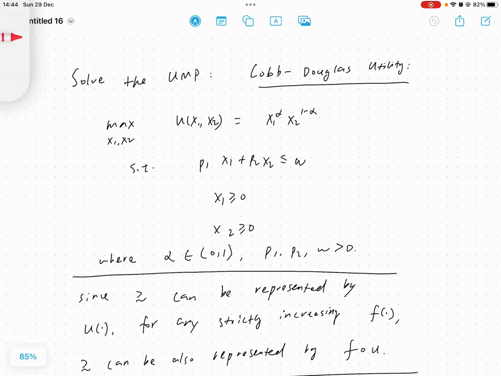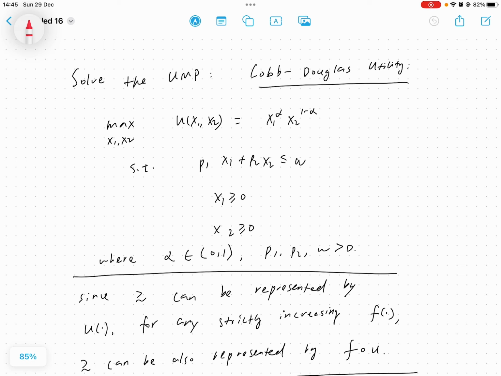So here we have this Cobb-Douglas utility function. This consumer is choosing the levels of x1 and x2, where x1 has a power of alpha times x2 to the power of 1 minus alpha, trying to maximize this utility function. The constraints are such that, first, this person has a budget, so the sum p1x1 plus p2x2 has to be no larger than w, the wealth.